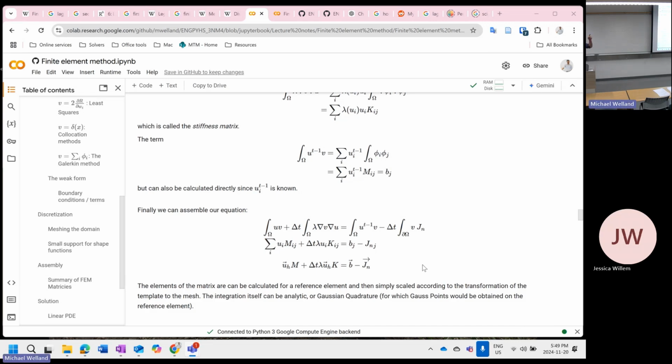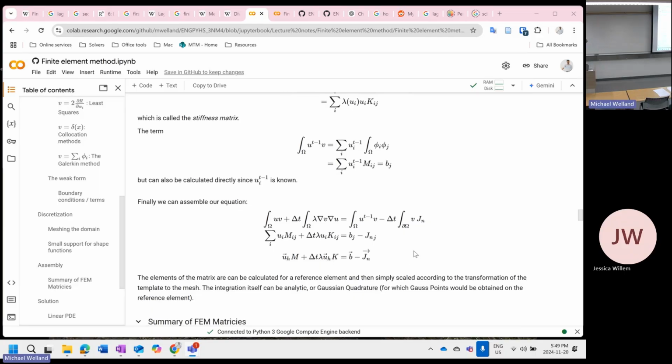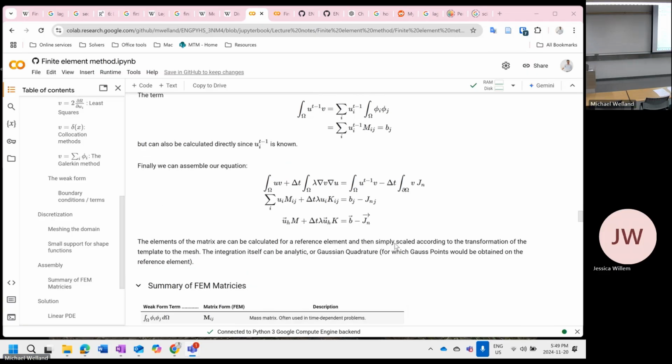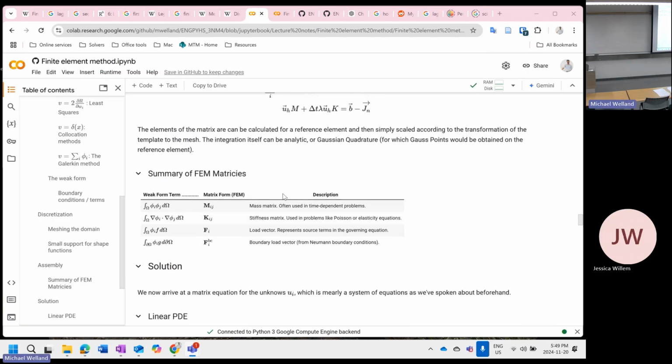And because all of your elements are copies, transformed versions of a reference, you only need to calculate what these are within that element. And then you pop it out all over the place. I'll show you what that means. Since you know that those are 0, M and K for any combination that's not inside that element are 0 everywhere. Small support. Inside it, you're just copying and pasting a template. So you do it once, and then you pop it out all over the place.